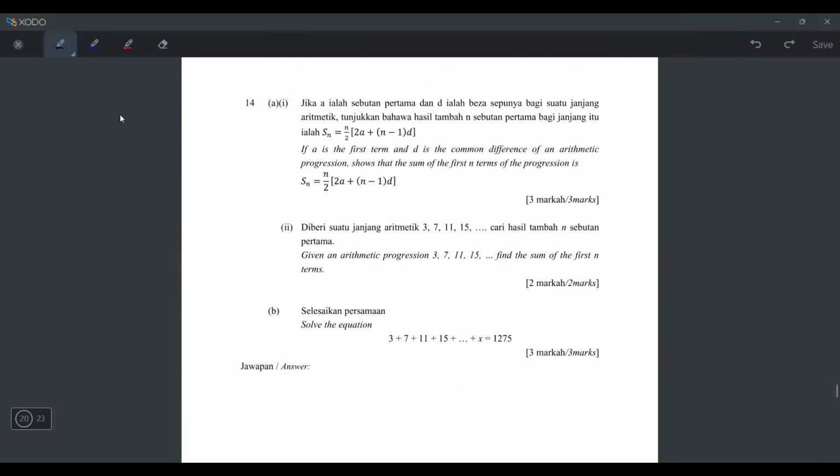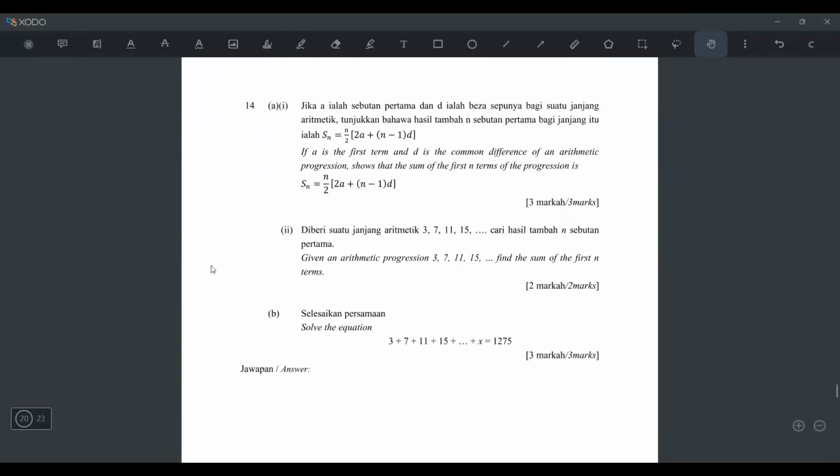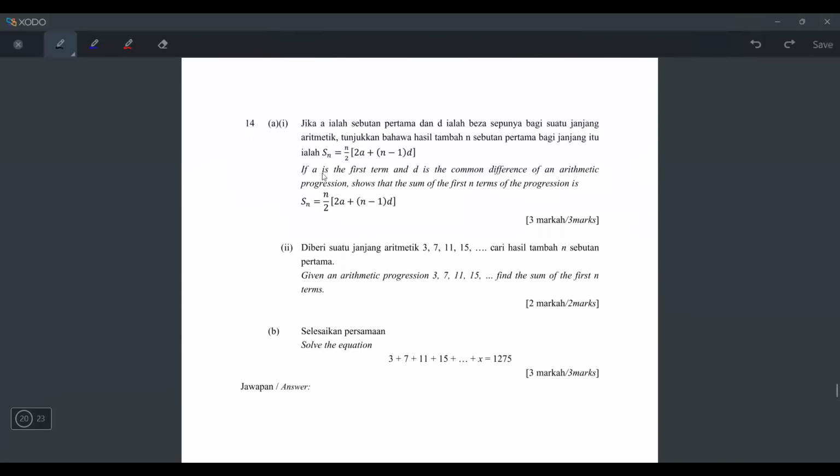Okay, let's continue with question number 14. 14 says what? If A is the first term and D is the common difference of an arithmetic progression, show that the sum of first n terms of the progression is this one. So another one of these questions. Actually, this question comes out quite a lot in trial papers. They like to ask this. I do this type of question a lot, where they ask you to derive a formula.